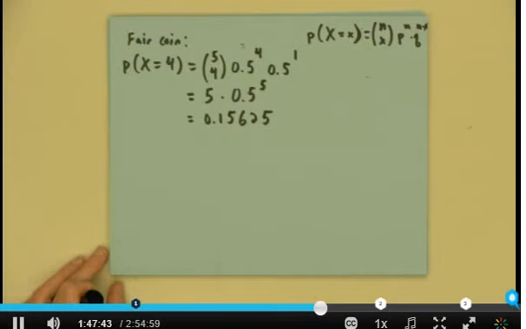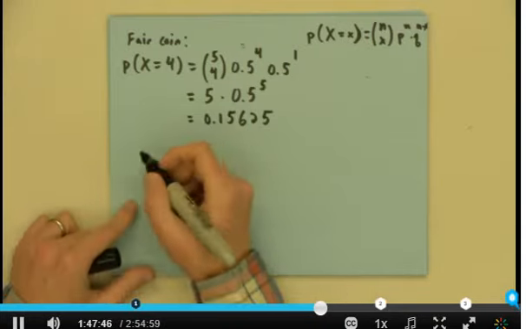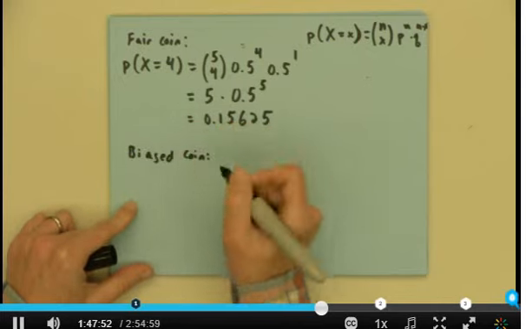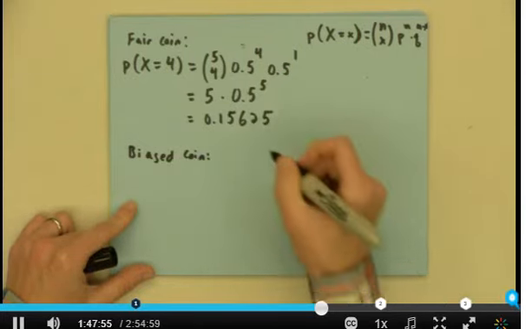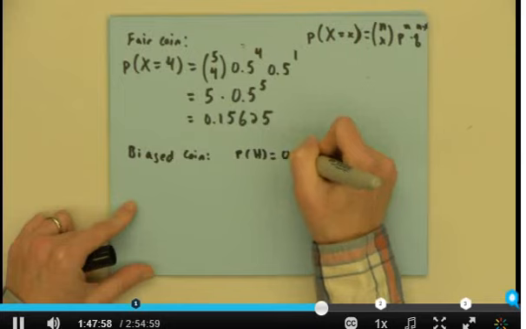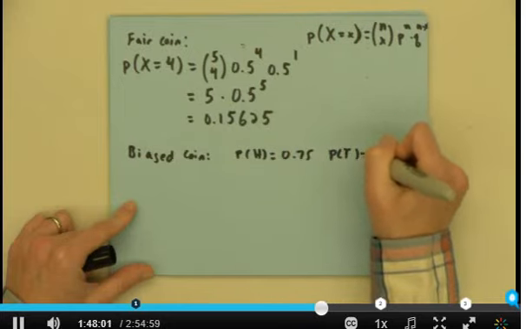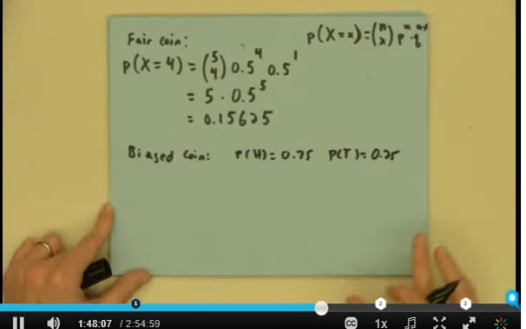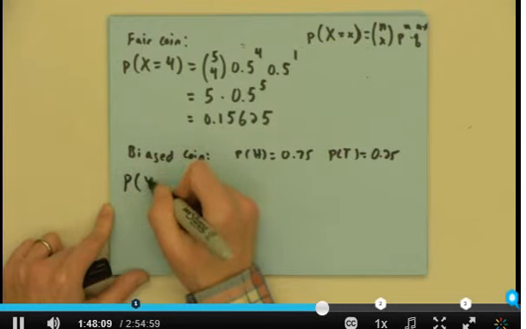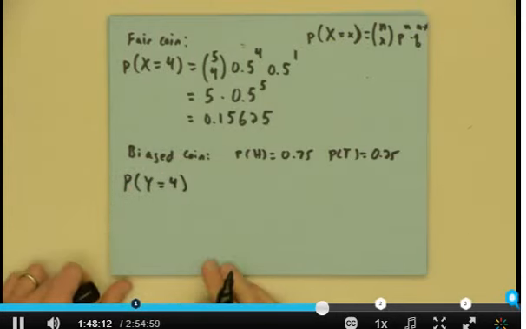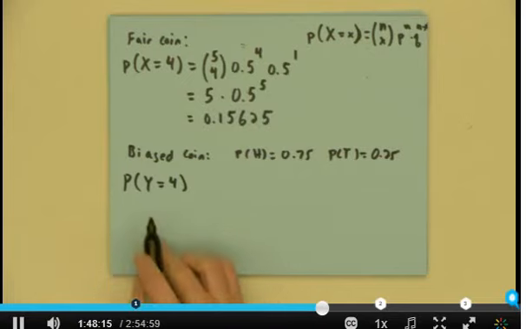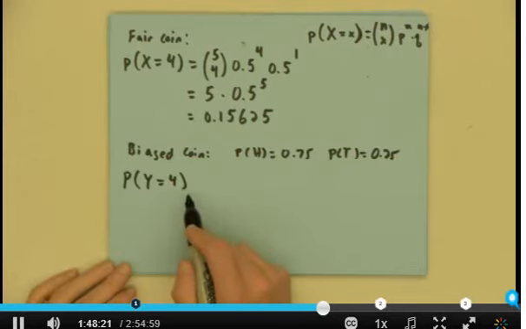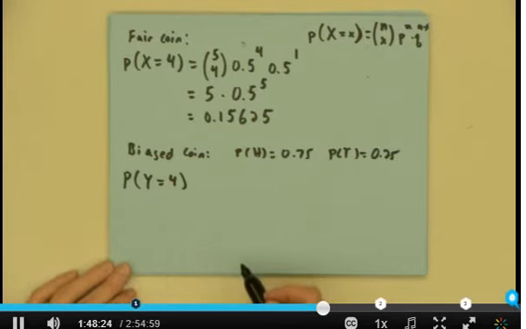Well, what if the coin is biased? Let's say I have a coin that has a 75% chance of heads. So P of heads equals 0.75, and the probability of tails is 0.25. In that case, let Y denote its count of heads as a random variable. I'm using a different name so that it's distinguishable. It will be different. How do I find its probability of exactly 4 heads?